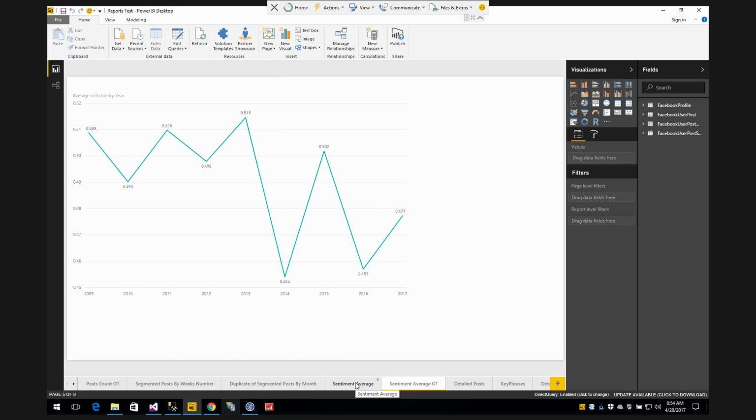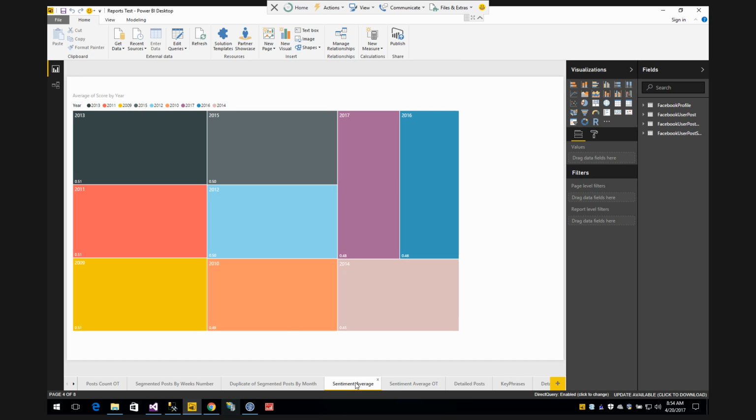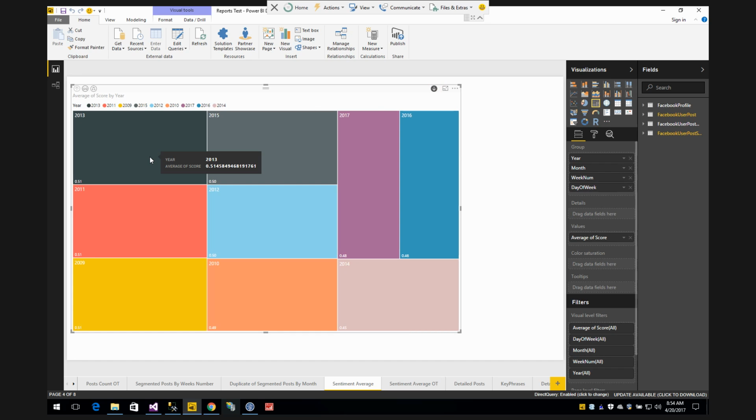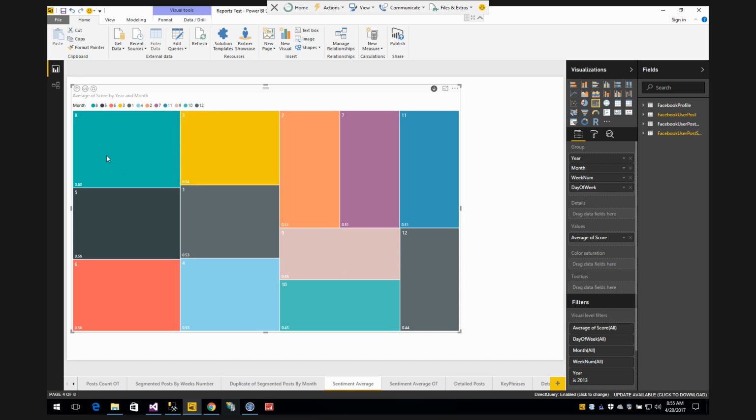Then we have this one. It's also sentiment average, but it's a drill-down graphic where you can select. For example, you can see that in 2013 there is an average sentiment of 0.51, and if I click that year, I can see the months.